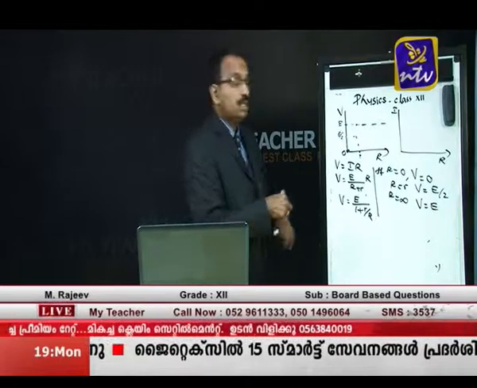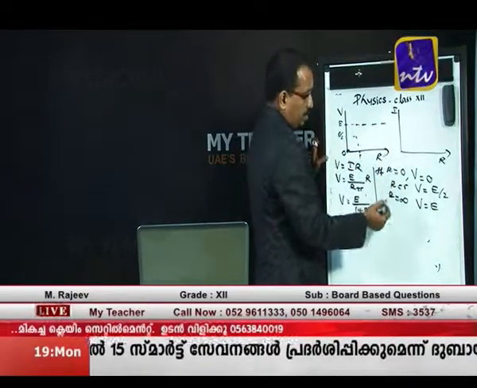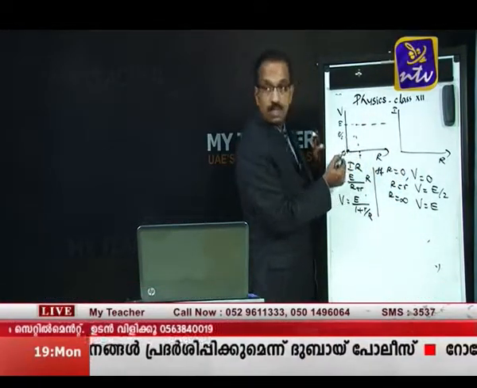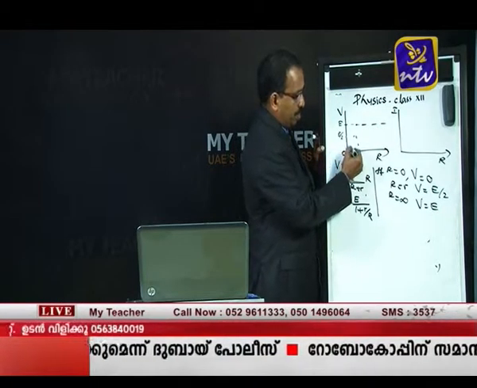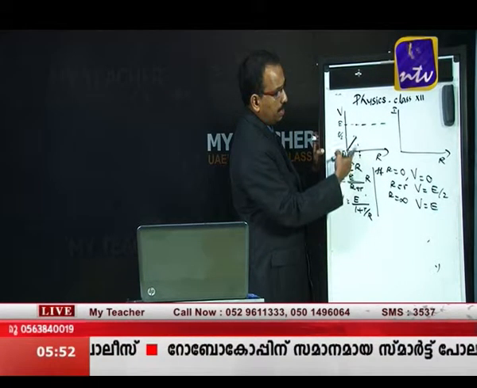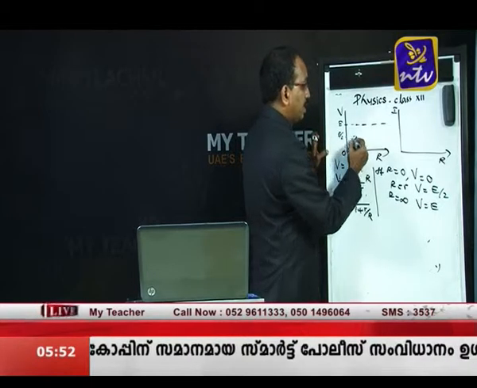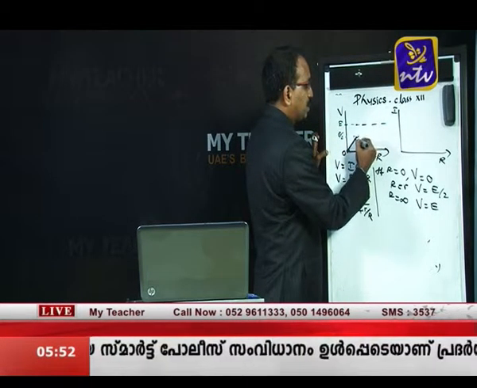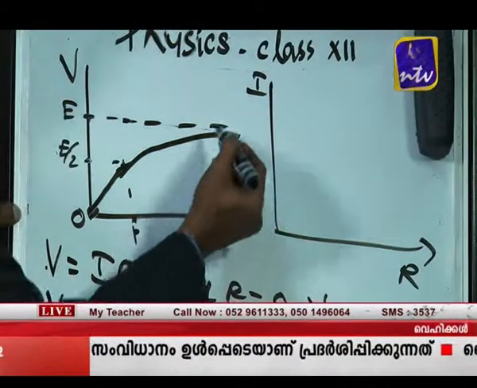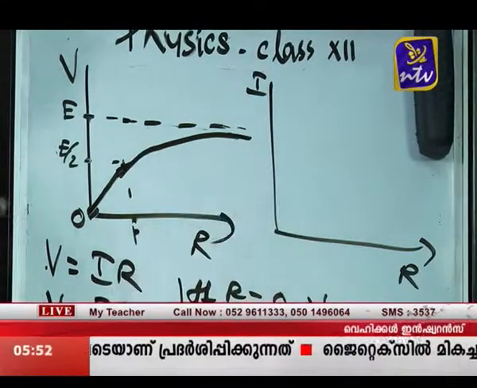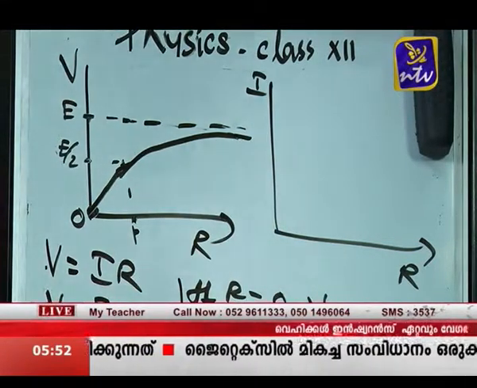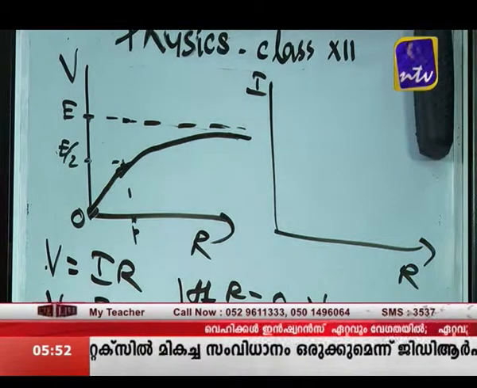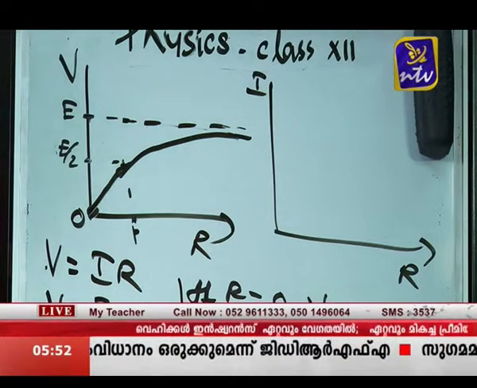Okay. Now, you can make out one thing. See, this will be the shape of the graph. Draw it like this, set R, E by 2. Then this will not touch here, because it will touch this line only if R is at infinity. So it goes like this. So see, this is the graph between V and R. Have you got it? Okay.